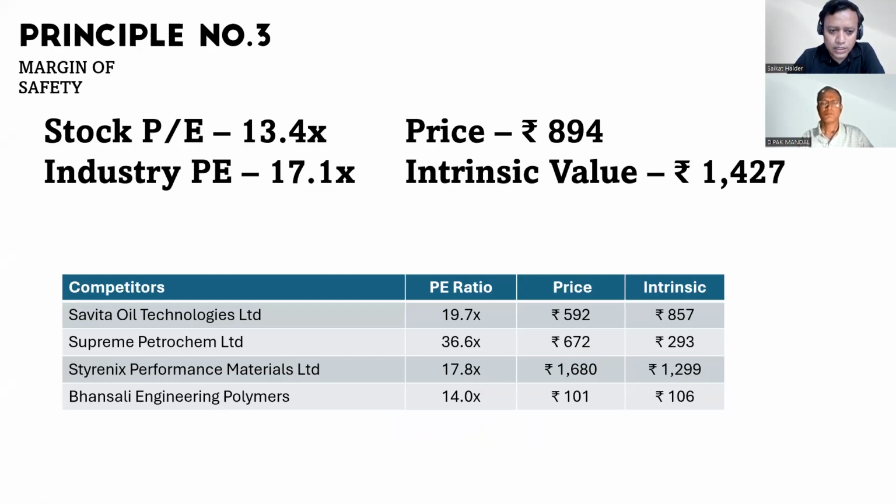When you go and see the cash flow statement, you can see that their capex has already increased. Now, principle number three, what we need to look at is the margin of safety, or the price to earning ratio, the margin in terms of valuation. Currently the stock is trading at 13.4 PE, whereas the industry is at 17 PE. The price currently is 894. The intrinsic value is around 1427. So the margin of safety is still holding.